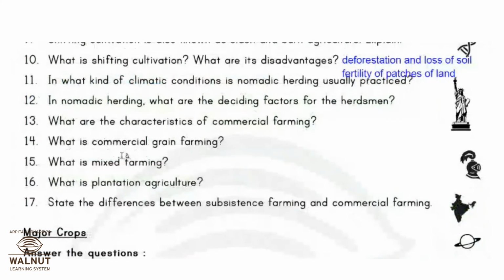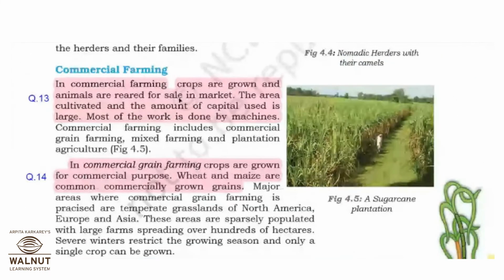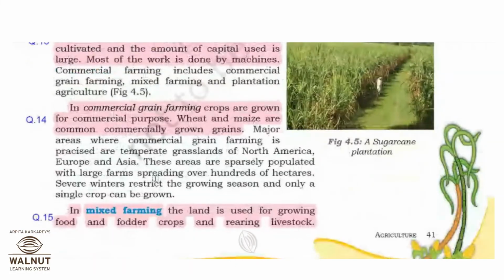Then question number 14, what is commercial grain farming? This is the subtype. Okay, so in commercial grain farming, crops are grown for commercial purposes and wheat and maize are common commercially grown grains. So this is the answer of question number 14. Major areas where commercial grain farming is practiced are temperate grasslands of North America, Europe and Asia. These areas are sparsely populated with large farms spreading over hundreds of hectares. Severe winters restrict the growing season and only a single crop can be grown.